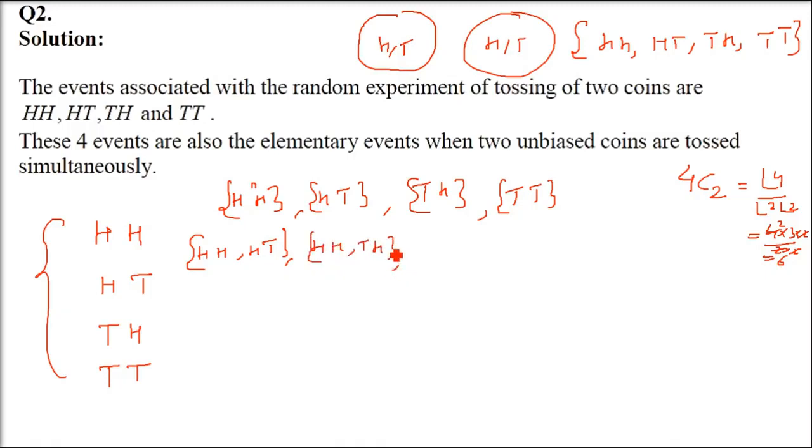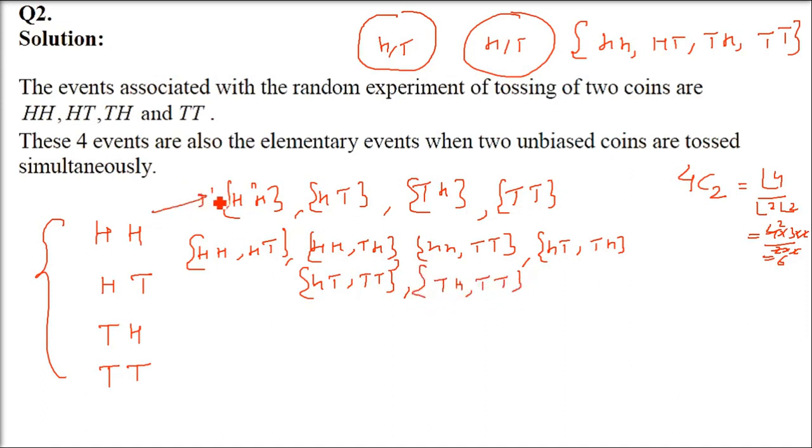So you have to see all the 6 possibilities where 2 of them are taken. HH, TH, then HH, TT, then HT, TH, then 2 more of them: HT, TT and TH, TT. Right. So now we have taken 2 at a time.